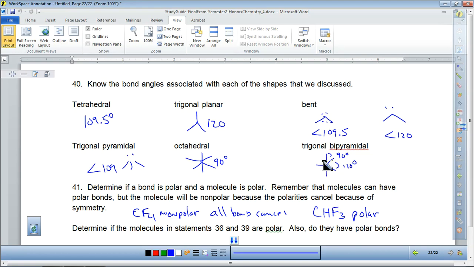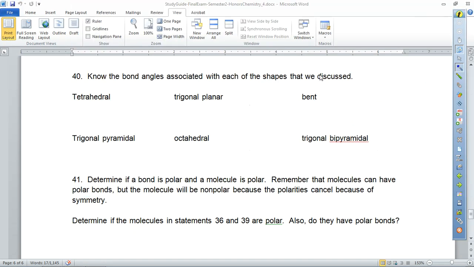So they kind of want you to go back on questions 36 through 39. That may not even be the right numbers. Go back on all those molecules that we had and determine if they were polar molecules or not. So we could go back and do that. I don't think we'll do it today. We'll save that for next time. Let's see what else we've got.